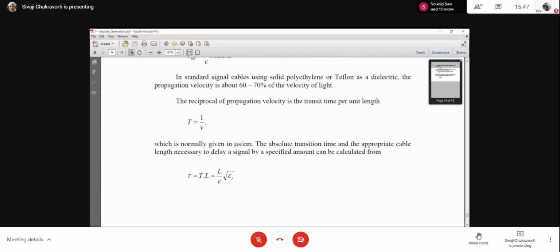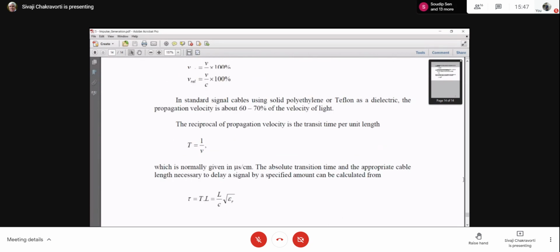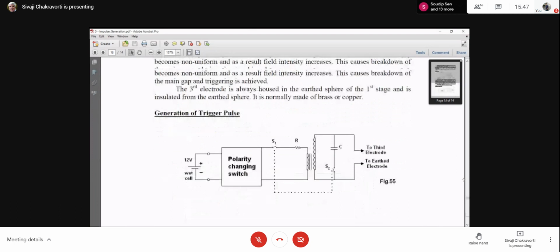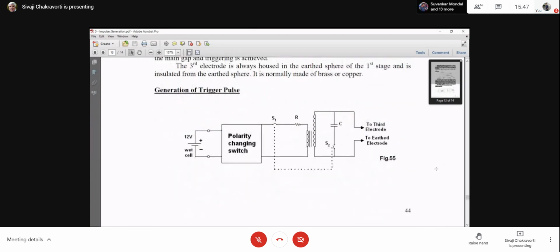Okay, pulse generator. Good. Yes, sir. Okay, let's go back again. Fine, this one, right? This is what you are asking? Yes, sir. Okay, now see, first thing is this is a pulse transformer. Okay, you can ask me what is a pulse transformer.